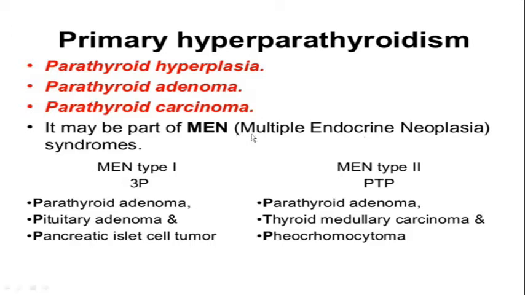that is a multiple endocrine neoplasia, where you can have type 1 and type 2 MEN. In MEN type 1, you basically have a parathyroid adenoma, pituitary adenoma, and pancreatic islet cell tumor, that is 3 Ps, while MEN type 2 will be parathyroid adenoma, thyroid medullary carcinoma, and pheochromocytoma, which forms the acronym PTP.